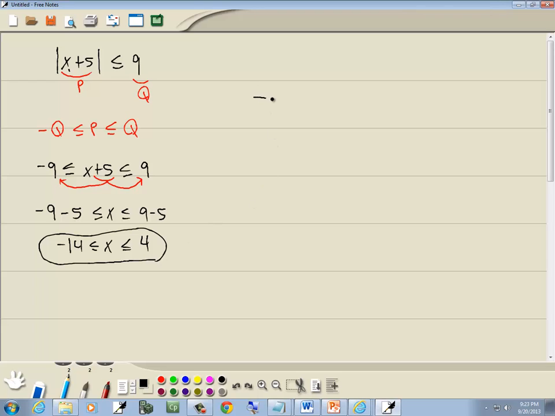Now let's look at the graph. We're going to have negative 14 and we'll have 4. Now these are less than or equal to's. Less than or equal to means you put a bracket. So put a bracket on each one, and then we shade what's in between them. Now interval notation. We got a bracket on negative 14, so bracket on negative 14. We got a bracket on the 4, so bracket on the 4. And that would be our interval notation.